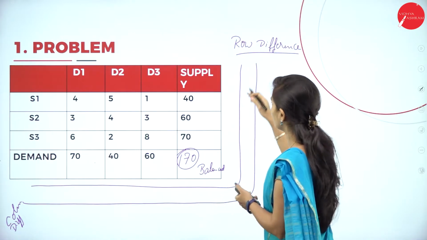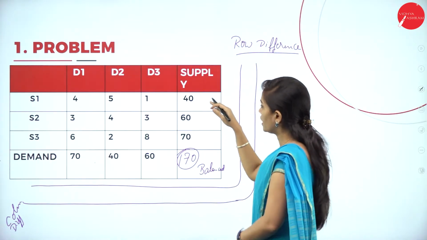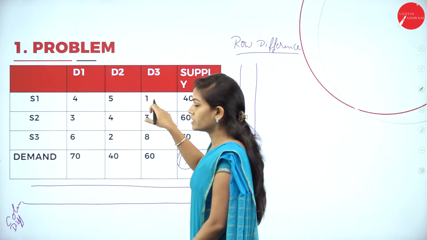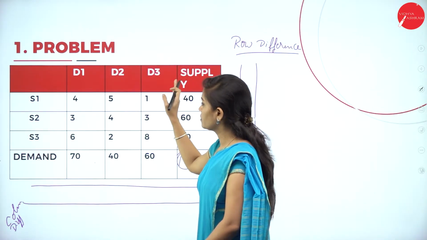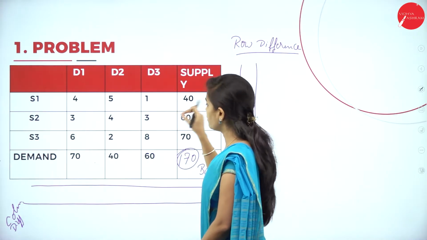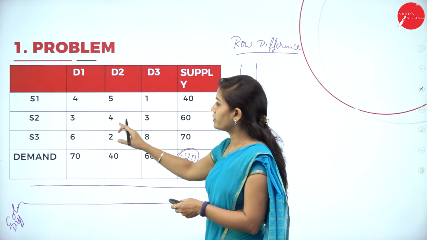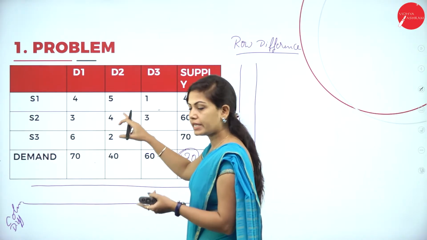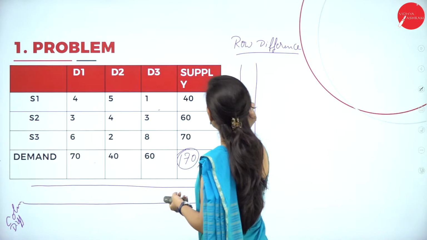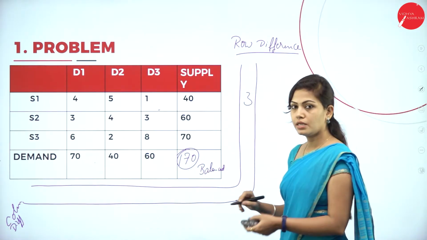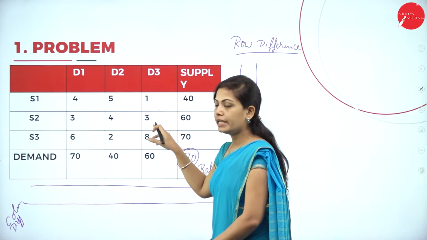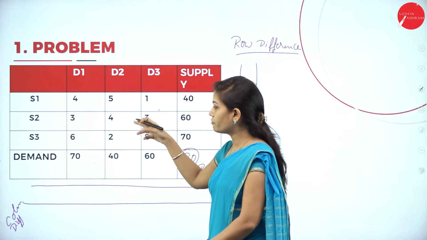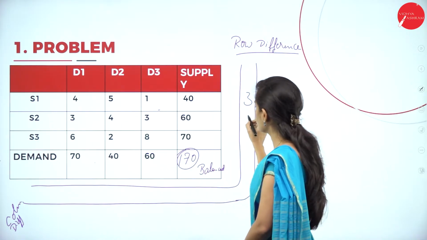First, I will find the row differences. I will consider this row, S1, my first row. Which is the least value out of this? Except the supply value and demand value, you consider the matrix values. Out of these 3 values, the least value is 1 and the next least value is 4. So 4 minus 1 is 3. In the second row, the least value is 3 and the next value is 4. So 4 minus 3 is 1.